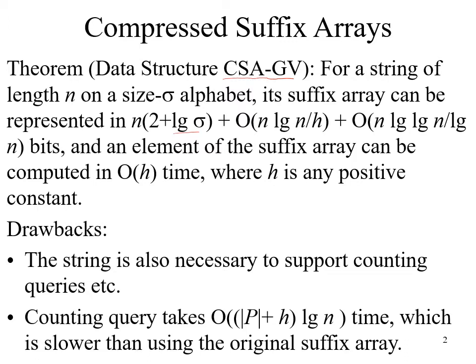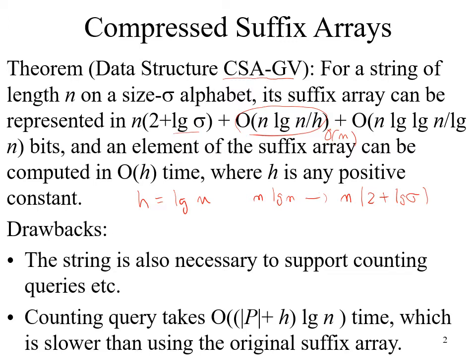So, for example, if h is set to be log n, then this term becomes order n. So the original suffix array uses exactly n log n bits, but this can be compressed into n times (2 plus log sigma) bits. Okay.